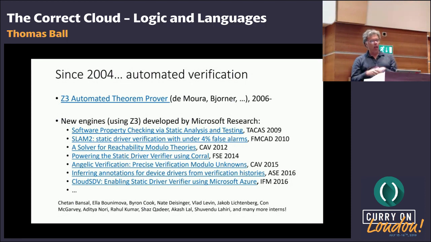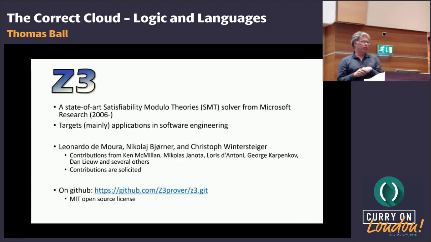So Z3, if you haven't heard about it, is this state-of-the-art SMT solver from Microsoft Research. It targets mainly applications in software engineering, testing, program analysis, verification. It was started by Leonardo de Moura and Nikolaj Bjørner. Christoph Wintersteiger from MSR Cambridge joined as well. And now it's an open source project. It's available on GitHub under the MIT license.